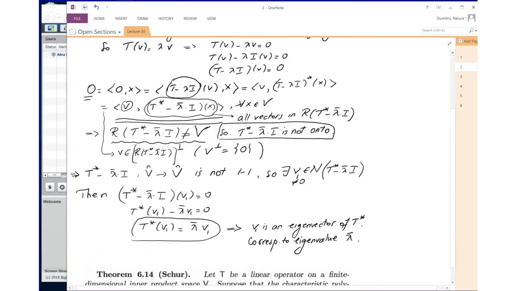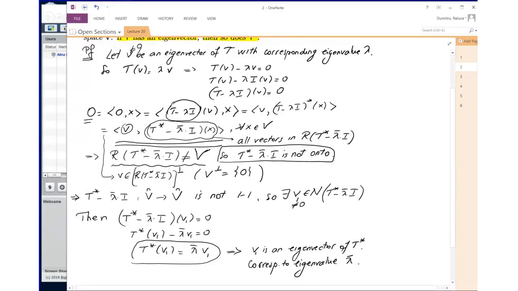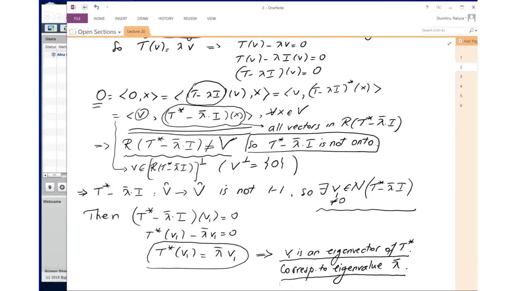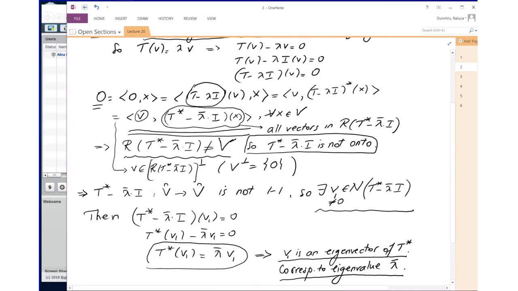Okay, so let's put all this in perspective here. We started with an eigenvector of T with corresponding eigenvalue lambda. We ended up with an eigenvector of T star, v1. It could be a different one. I have no control over v1. That's how we construct it. It's just an existence kind of thing. However, we know for sure that the lambda from T turned into lambda bar for T star. So the eigenvalues are just complex conjugates of the eigenvalues of T.